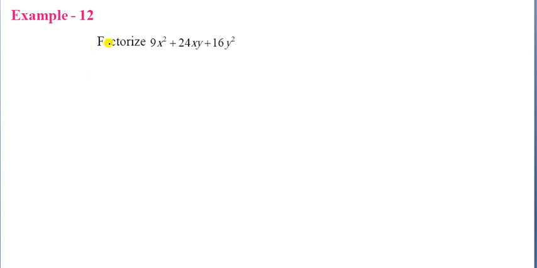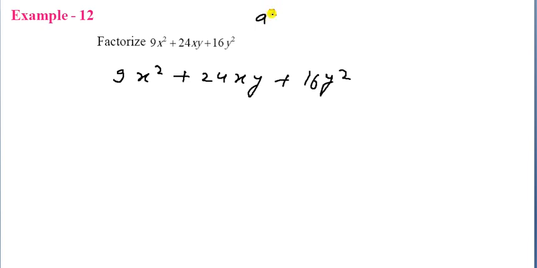Let us see your example 12. Now you can write here 9x square plus 24xy plus 16y square. Let us see which identity is being used. You can use this one: a square plus 2ab plus b square is equal to a plus b and a plus b.